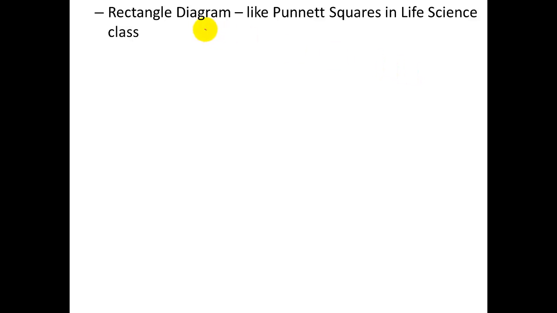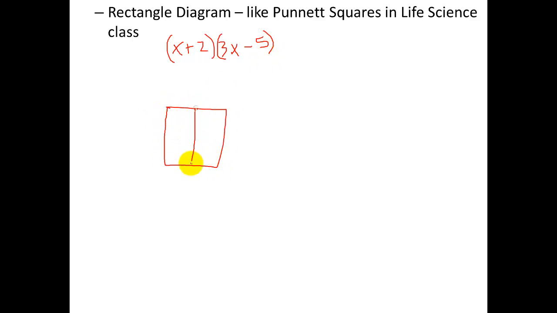Okay, the third one is called a rectangle diagram. And if you remember from science class, it's just like a Punnett square. Okay, so this is kind of cool. Say we have x plus 2, and we're multiplying by 3x minus 5. What you can do is make a 2 by 2 square, just like a Punnett square. Across the top, you can write one of your two pieces, so x and 2. And then down the side, you can write the other one, so 3x and a negative 5. So you're making sure that you hit all those same possible combinations, but here you're laying it out like a square. So each square gets multiplied by the row and the column.